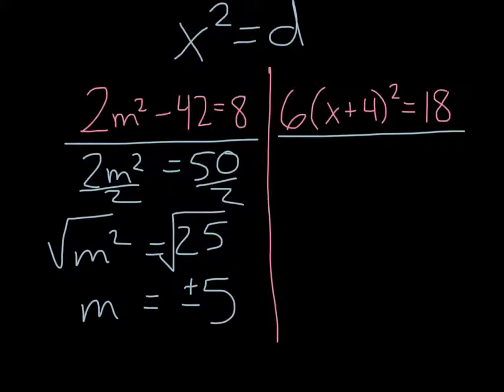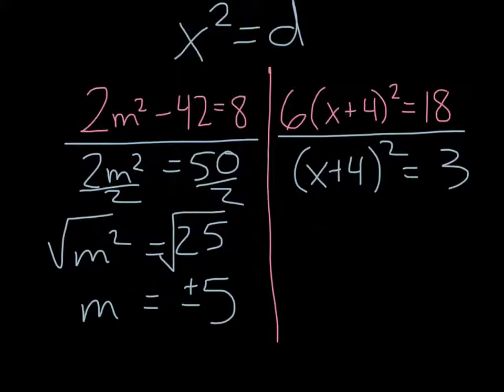Same on this one. In order of operations, they would have done the parentheses, so they would have added. Then they would have done their exponent. Then they would have taken it times 6. So the first thing we're going to do is divide by 6. That would leave me quantity x plus 4 squared equals 3.